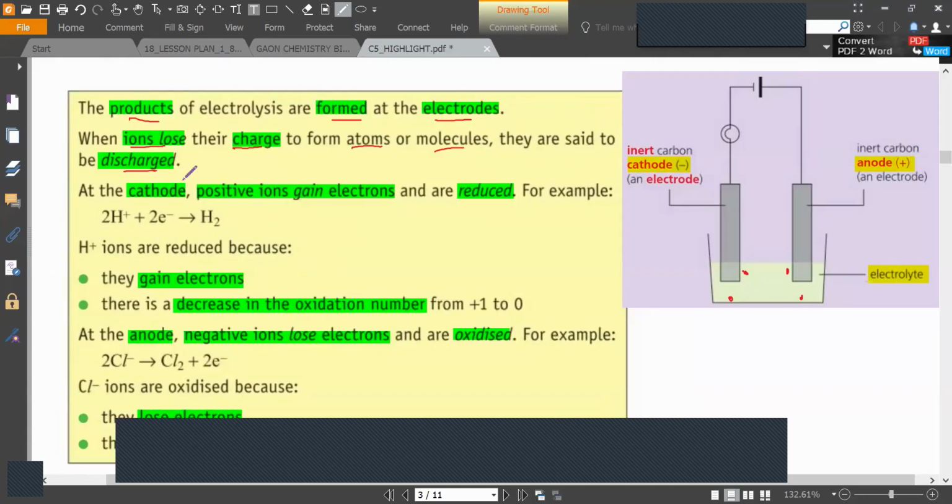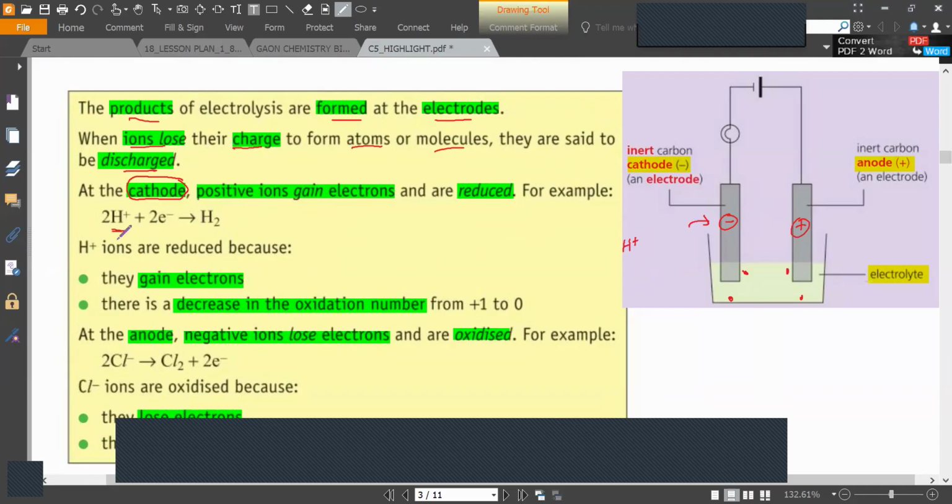For example, at the cathode, which is negative, while this is positive, it will attract the hydrogen ion, which is positive. So it will discharge. It will remove the charge.